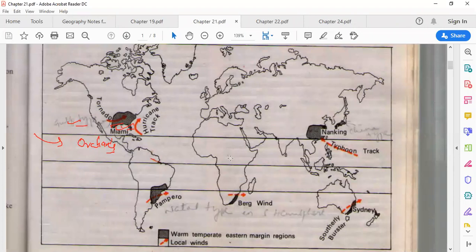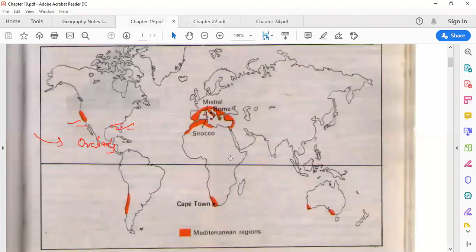Now we are talking about the Mediterranean region. Here again, these are the terms which are important. If we talk in geographical terms, the Mediterranean region is confined to these regions only. But Mediterranean climate is not only confined to these areas: Strait of Gibraltar, Spain, and all those regions, even the northern part of Algeria, Africa. Sirocco, Mistral, these words you have to understand. These are the winds. And Cape Town, even in the portion of South Africa, you have Mediterranean region.